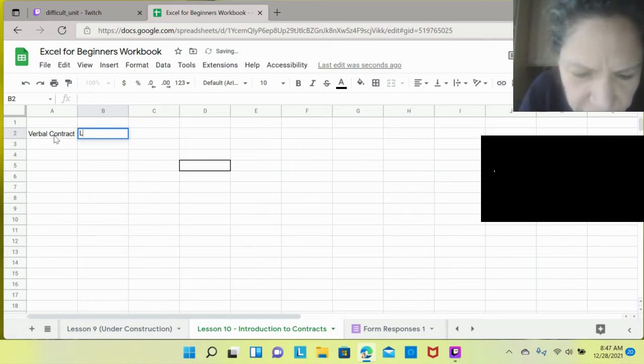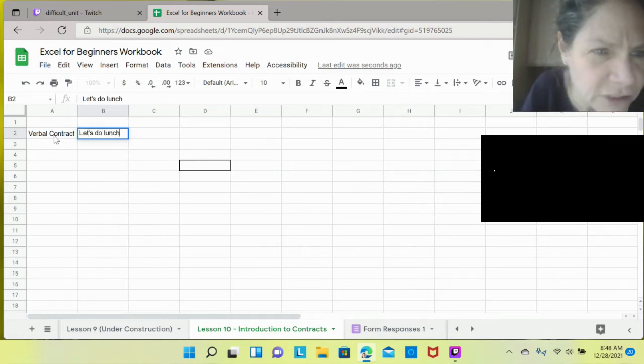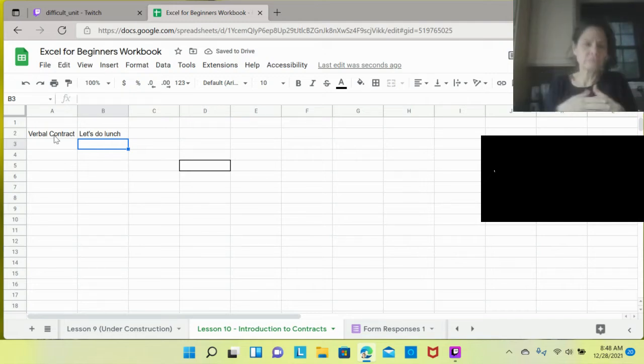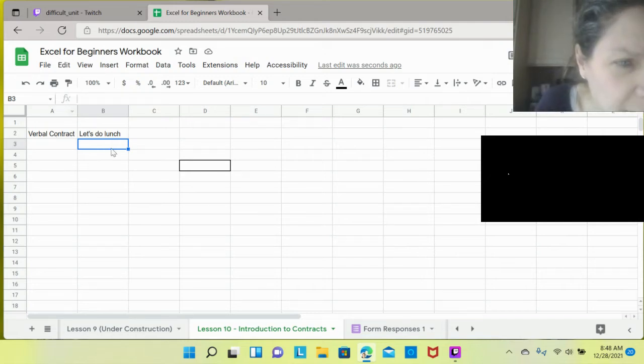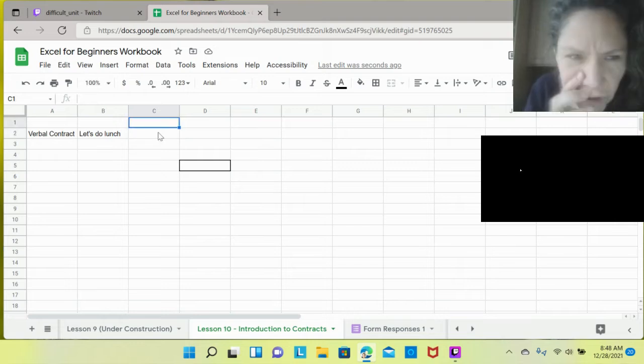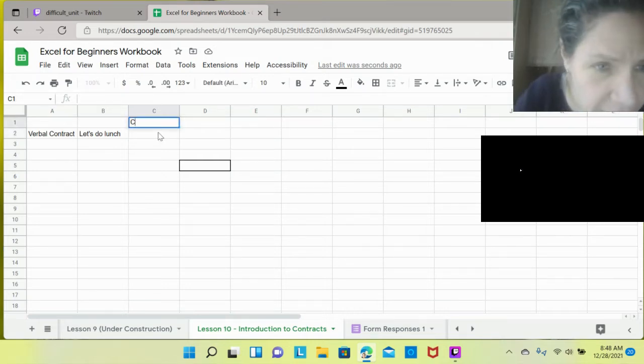Let's do lunch is not a contract. Even if you say let's do lunch and the person agrees, it's not a contract because there's no exchange of financial instruments. Not a contract. See, the chart will be something like that, the chart I do today. This will be today's class, even though it's lesson 10.